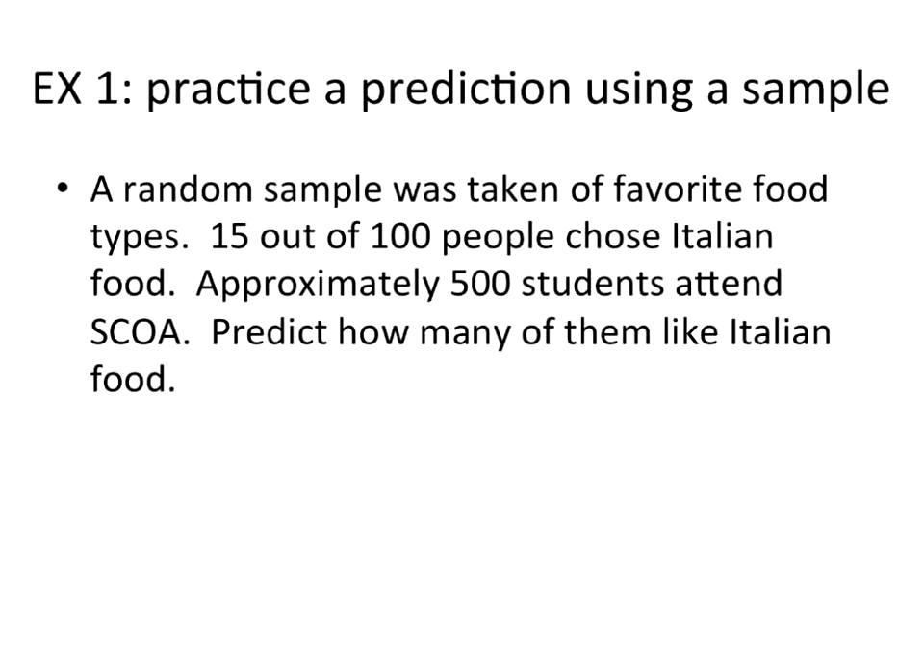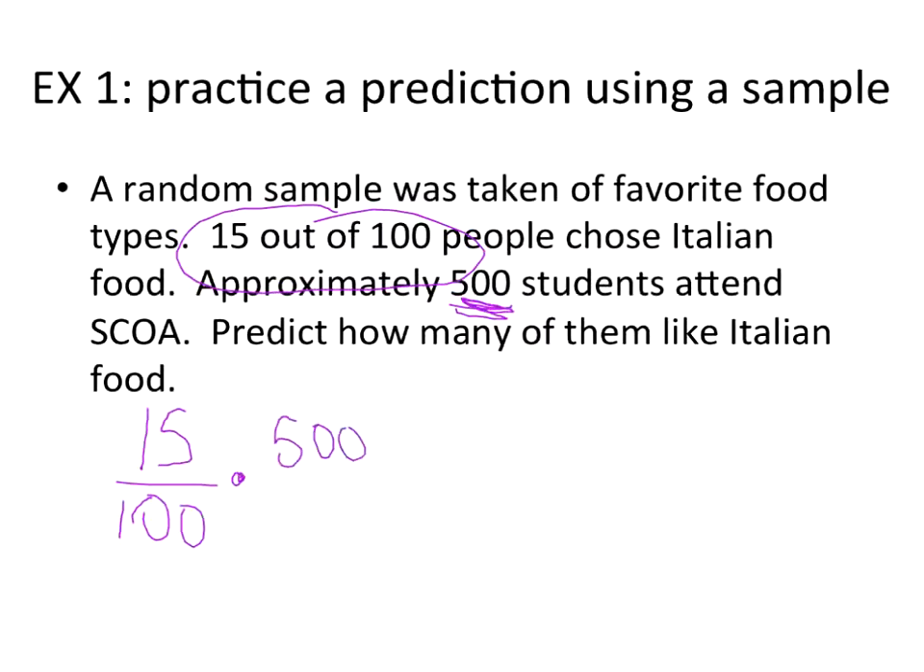So if I have 15 out of 100, Alex, how do I write that as a proportion? 15 over 100, good job. And Kayla, what am I going to do with this 500? What do I do with my 15 over 100 and the 500? Good job, I'm going to multiply. So I'm taking my small sample size, here's my small sample size, multiplying it by my large total to get my new approximate, right? It's my prediction. Is it going to be perfect? No, it's just a prediction.